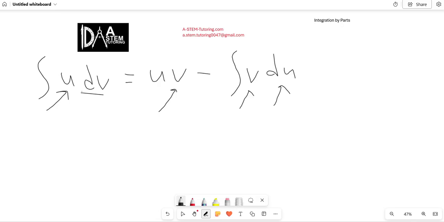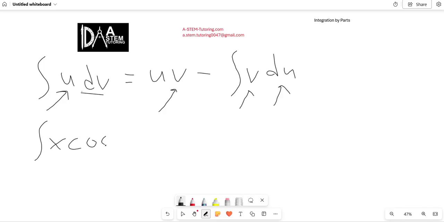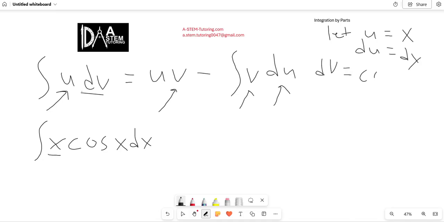So if we have the integral of x cosine of x dx. Well, x, if you take the derivative, gets simpler. It just becomes 1. So that's very simple. So we'll let u equal x. That means du simply equals dx. That means that dv equals cosine of x dx.